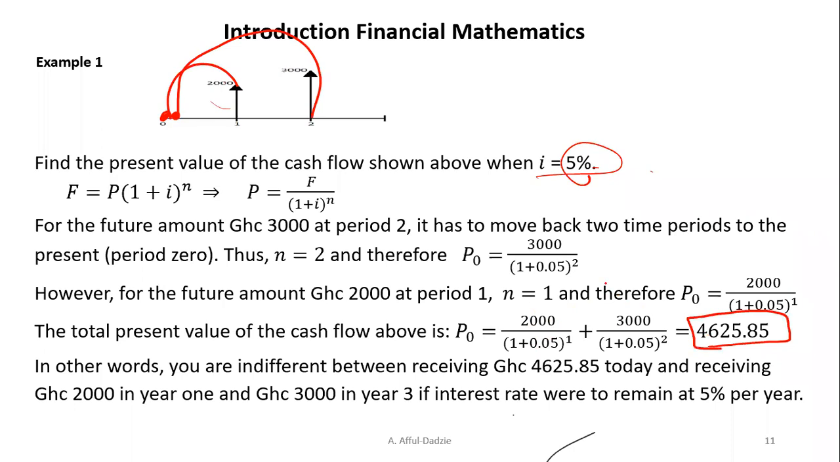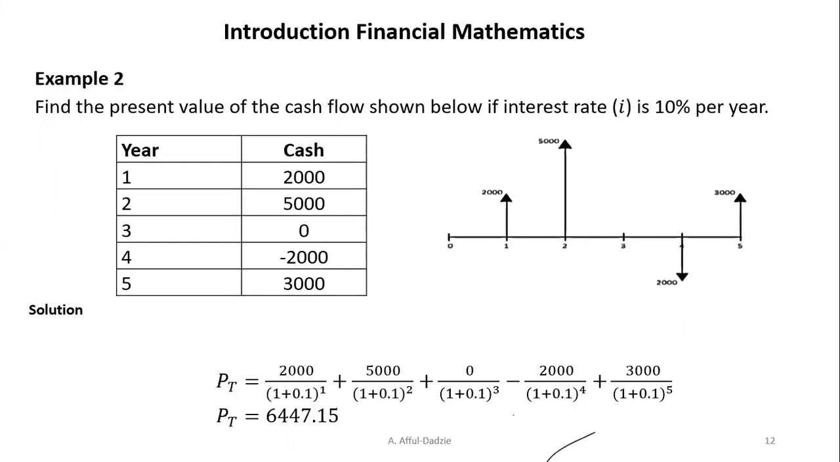So in the future, the equivalent of these two values today is 4,625.85. In other words, you are indifferent between receiving 4,625 today and receiving 2,000 in year 1 and 3,000 in year 3. So this should be year 2. In year 2, if the interest rate were to remain at 5% per year, okay? All right, so we can find the present value of these cash flows.